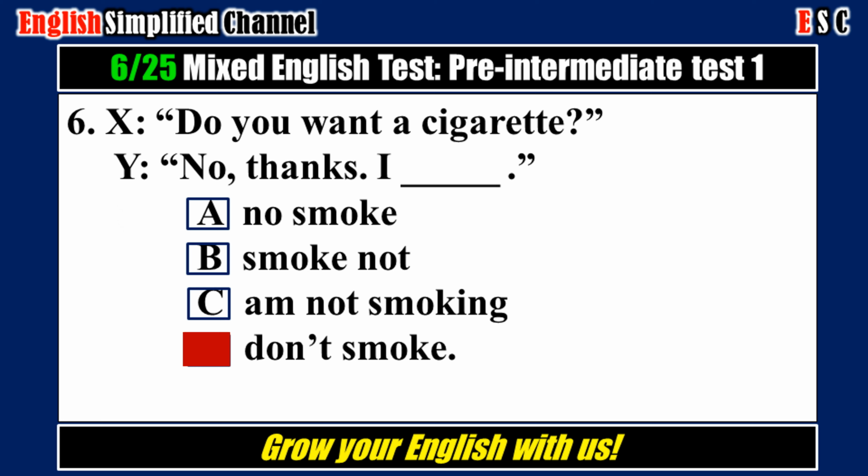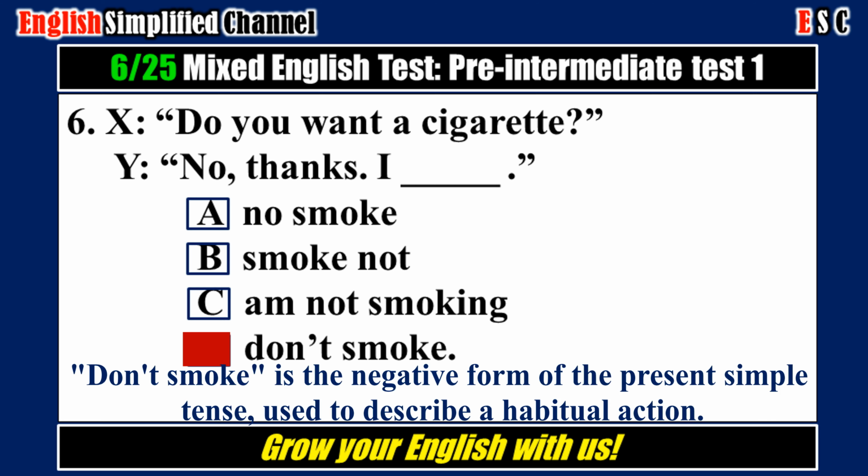6. Do you want a cigarette? No thanks, I don't smoke. Answer: D. Don't smoke. Don't smoke is the negative form of the present simple tense, used to describe a habitual action.